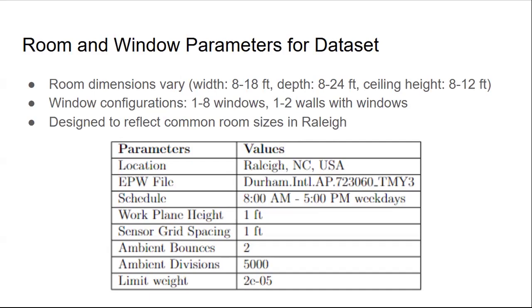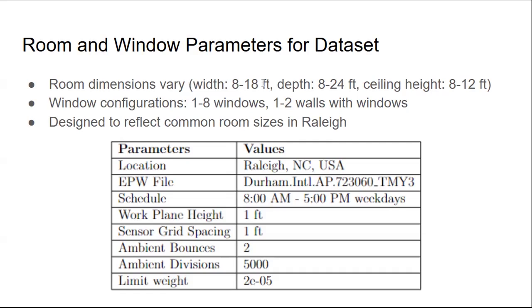We varied the room width, depth, and ceiling height to reflect common room sizes in Raleigh. We introduced different window configurations. A room can have up to 8 windows on just one wall, and each room can have 1 or 2 walls that have openings. The 2 wall cases just represent the corner rooms, right? In a corner room, you can have multiple walls that have windows. And the variety ensures our model can generalize well and handle different types of real-world spaces.